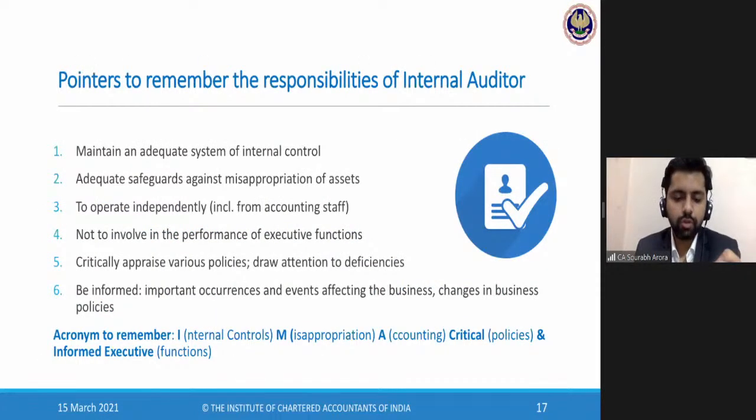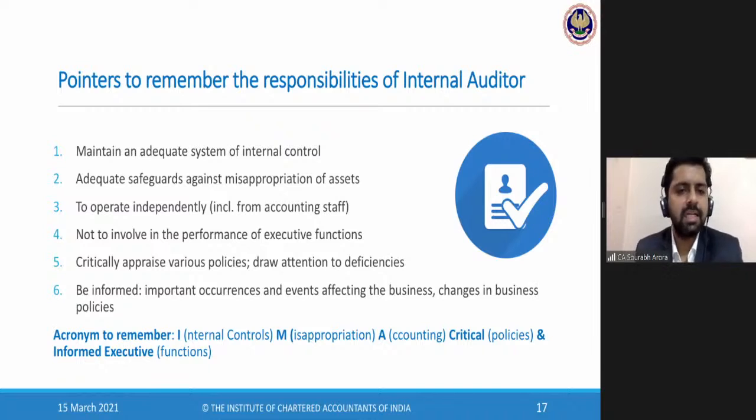So this is what I was talking about. I have prepared this slide so that you can have a quick revision, and I've also prepared a silly acronym to remember these responsibilities. You may use it or you may not, it's up to you. These revision notes are very important, so you can quickly glance through them when you have less time for revision.